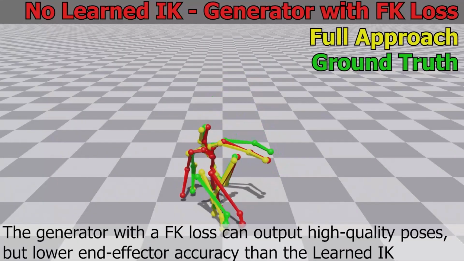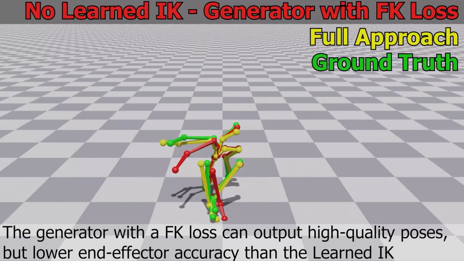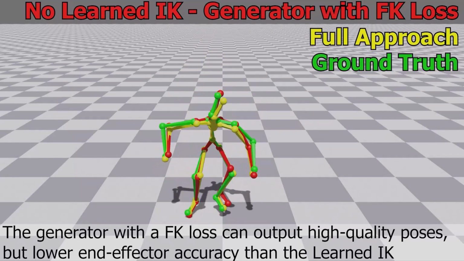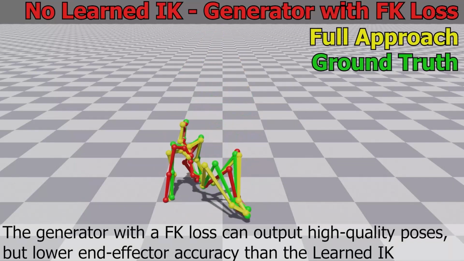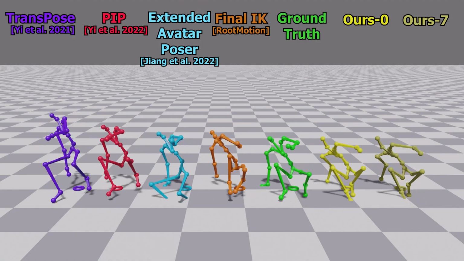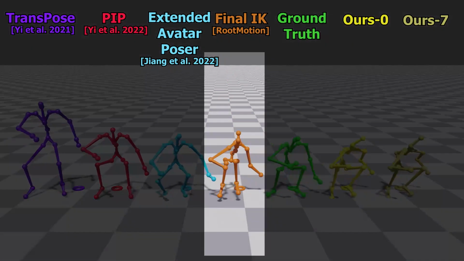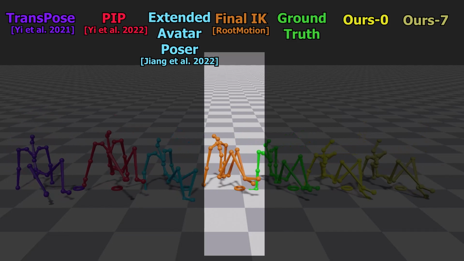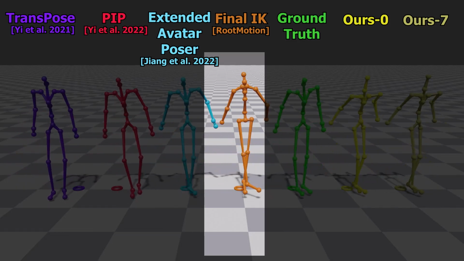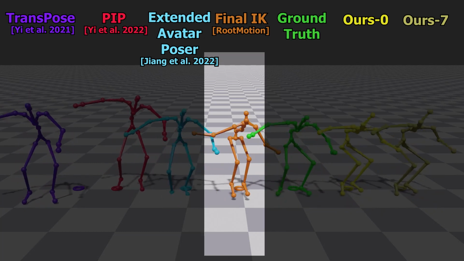We conducted an ablation study to evaluate the contribution of each element of our network to the overall performance of our system. Please refer to our supplementary materials for more details. We conduct quantitative comparisons against previous work for reconstructing human poses from a sparse set of sensors. Root Motion's Final IK is the state-of-the-art inverse kinematics for animating full-body VR avatars when having a sparse set of trackers with positional and rotational information.